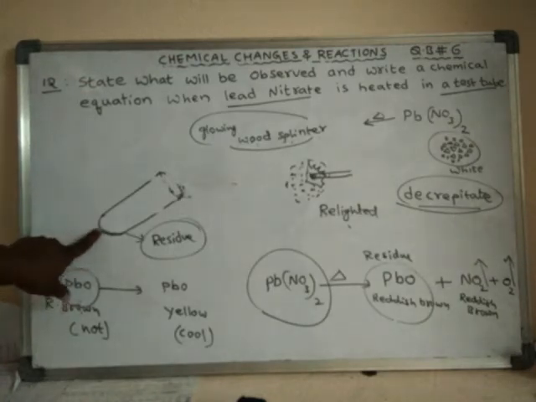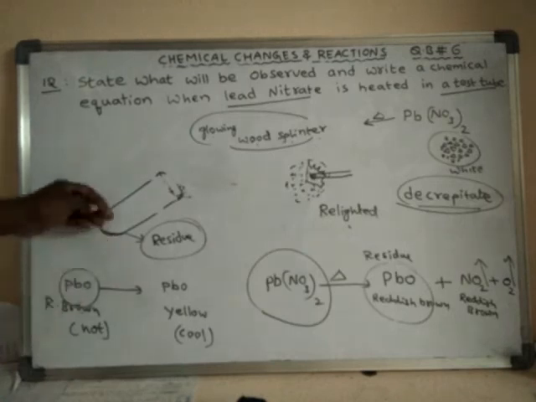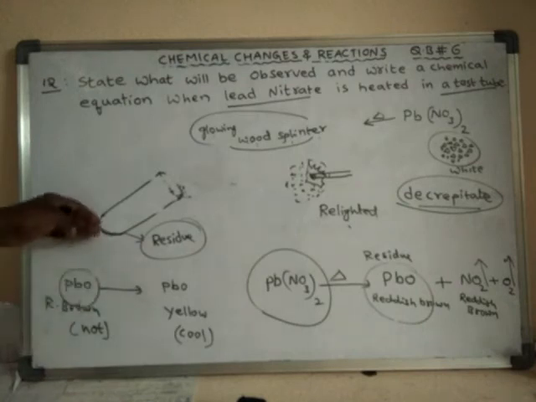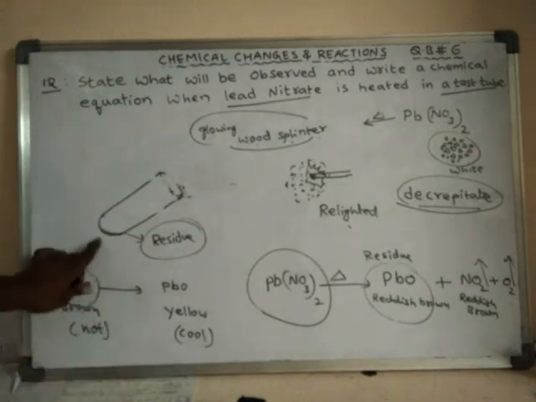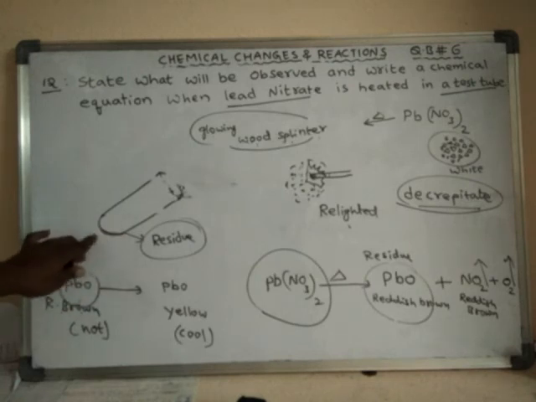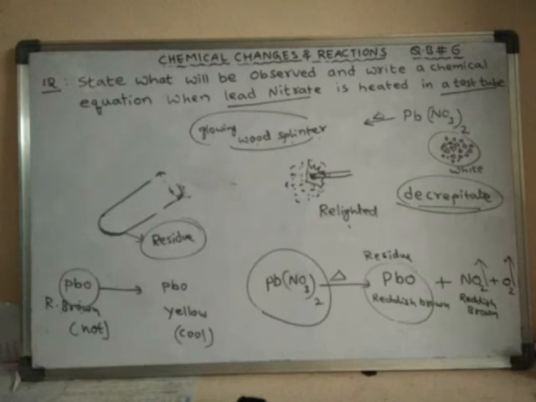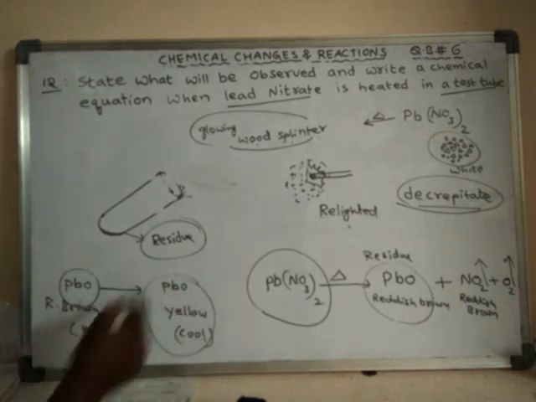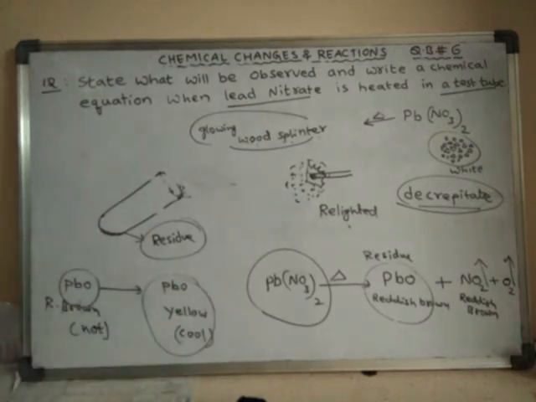It will fuse with the glass. That means this part of the glass, when it is heated, will absorb some amount of lead monoxide. So lead monoxide is fused into the glass. Hence this portion of the glass remains yellow. Residue here means lead monoxide is a residue, and this residue will partly fuse into the glass.